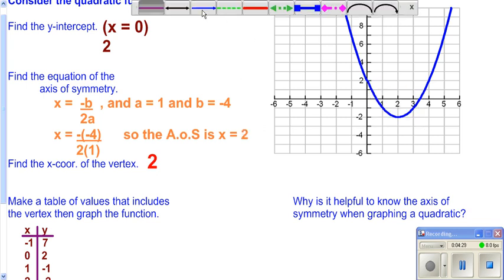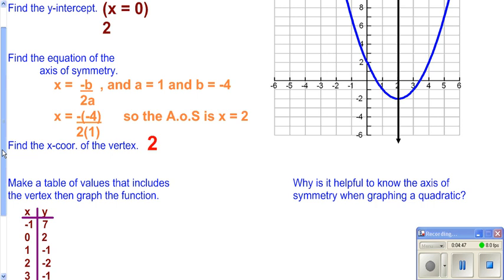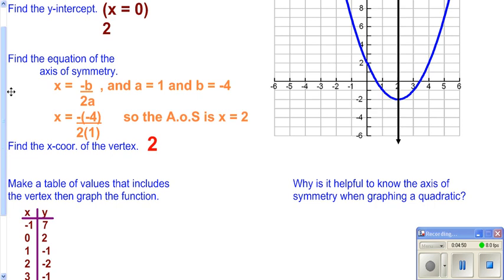Your axis of symmetry would be a vertical line right here at x equals 2, because that's the vertical line that cuts it in half, so each side of that black line is a mirror image of the other one. Your axis of symmetry is given to you right here. Your axis of symmetry, just like the x-coordinate of your vertex, helps you know where to start choosing your points.